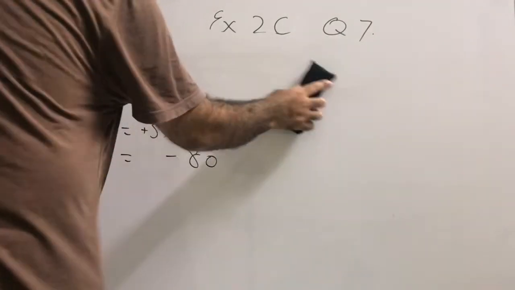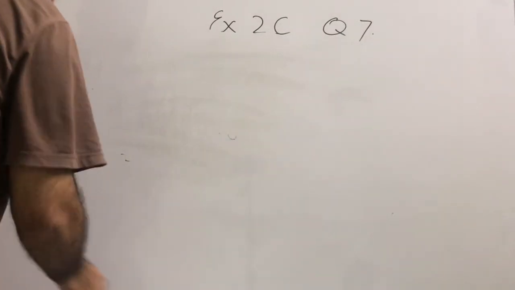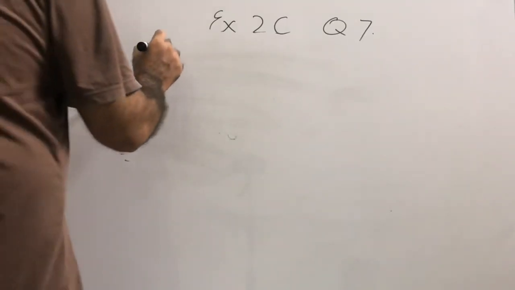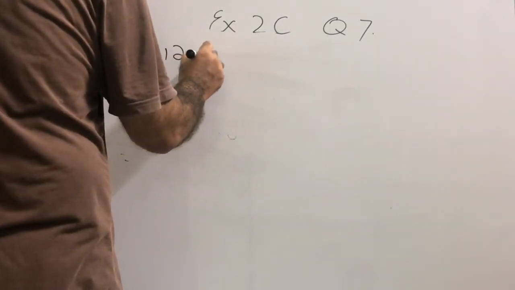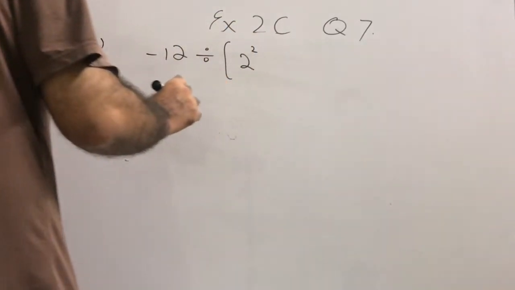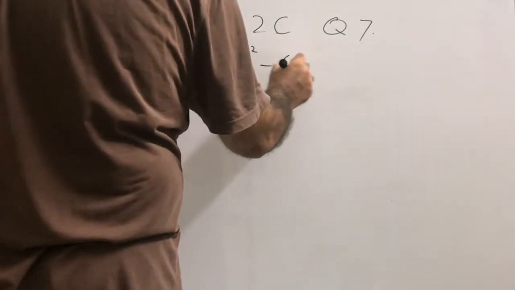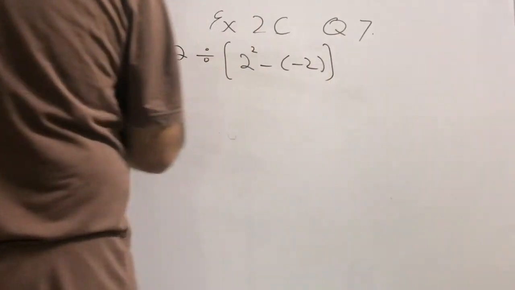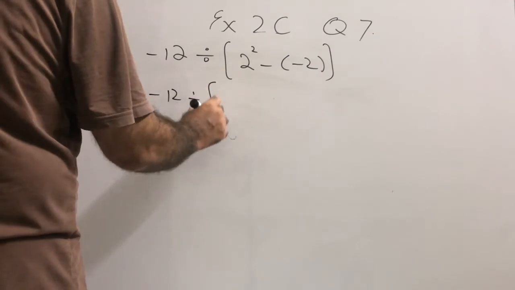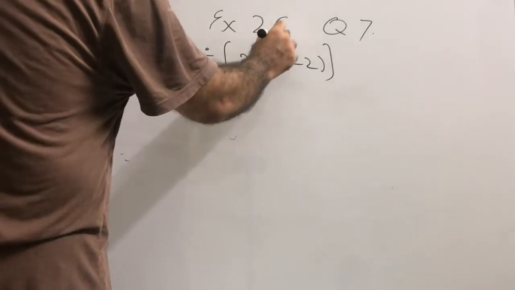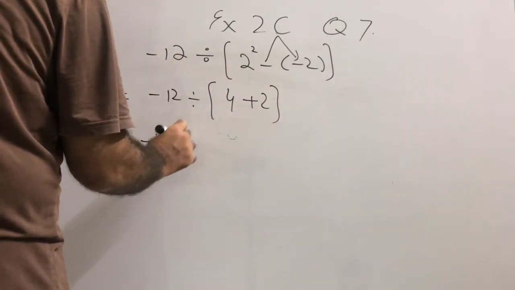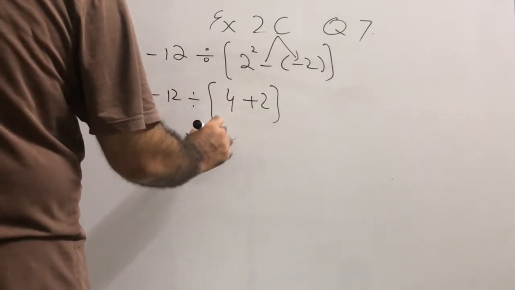Now we move ahead. Part I says minus 12 divided by big bracket 2 square minus minus 2. First of all, we need to solve the big bracket. It remains as such. 2 square is 4. Minus multiplied by minus is plus 2. When we add these, 4 plus 2, it becomes 6.